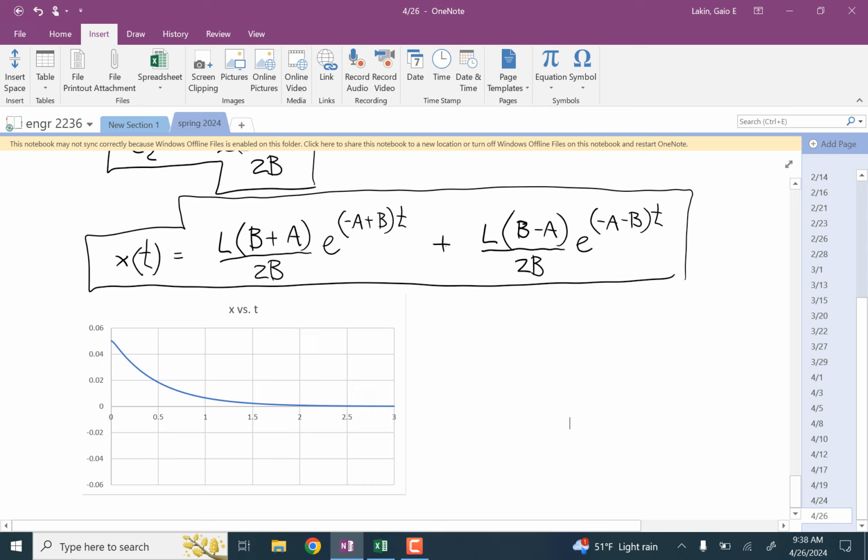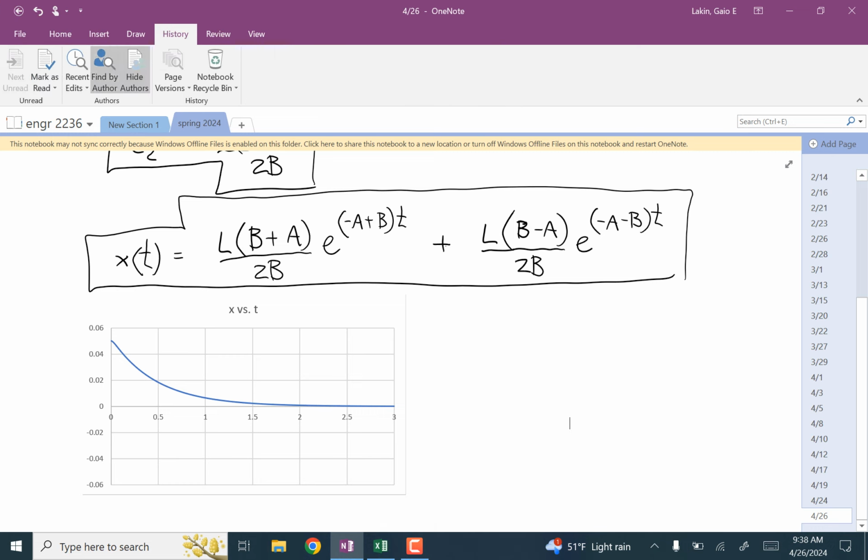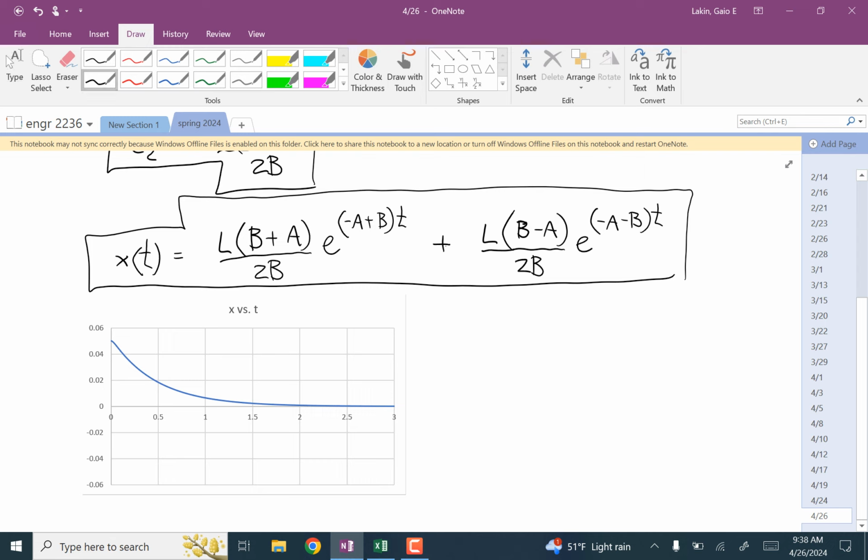Okay, so there's still a noticeable distance between the location of the mass at 1.5 seconds and the spring's resting position, or the equilibrium position. Okay. So this is overdamped, and this is slow to return to equilibrium.